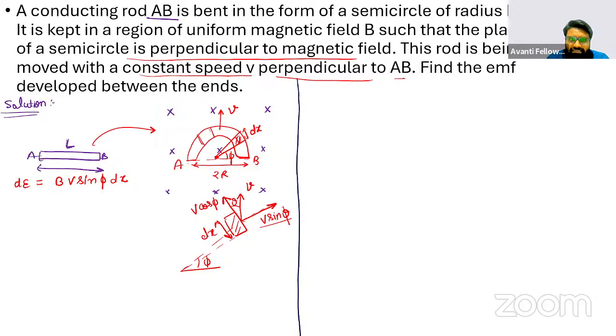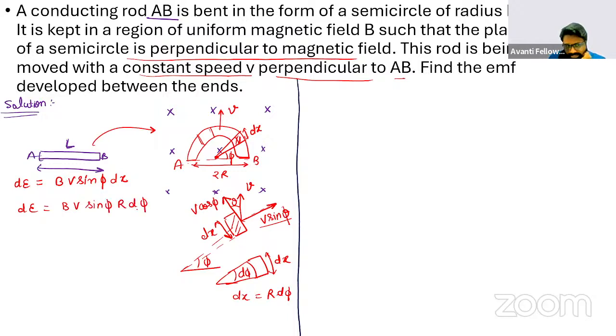Now, can we convert this dx in terms of phi? Because this very small arc, this dx arc, is making a particular angle d phi. This length is dx. So according to the formula, angle is equal to arc upon radius, so dx is nothing but r d phi. So put it here: dE is equal to B v sin phi r d phi. Okay? B, v, r are constant, so we can take them common. B v r, and now only sin phi d phi will be remaining.